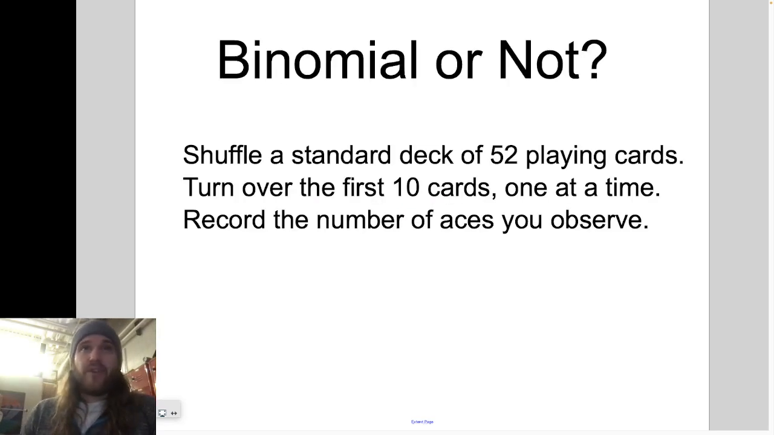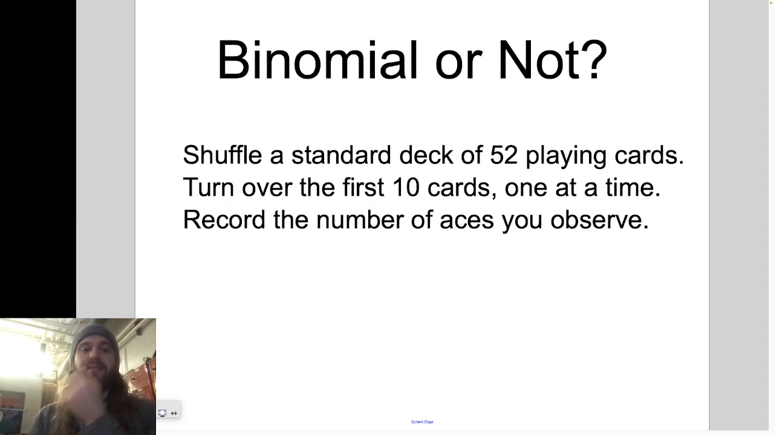You shuffle a standard deck of 52 playing cards. You turn over the first 10 cards one at a time. Record the number of aces that you observe. Okay, so is this a binomial setting? Let's think about this. Is there a defined probability of success and a probability of failure? Yes. Is there an ace? Getting an ace would be a success. Not getting an ace is considered a failure. So yes, we do have a binary setting. So that's the B from BINS, okay?